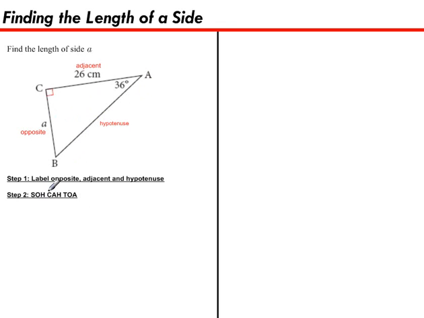CAH in SOHCAHTOA is cos is adjacent over hypotenuse. Adjacent, I have a number, 26 centimeters, but again, the hypotenuse is blank, and also, I'm trying to find the length of this side, and cos doesn't even have that A in the equation, so that's no good. So finally, it must be TOA. Tan is opposite over adjacent. So starting here, opposite over adjacent. Yeah, that'll work out pretty well. It's got the variable I need, and it's got a given number, 26 centimeters. So I'm going to go with tan.